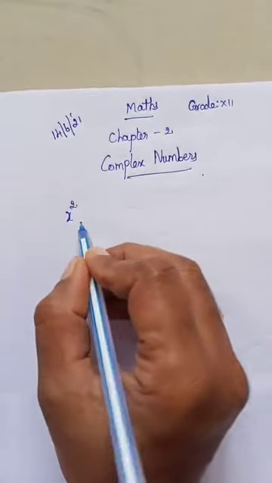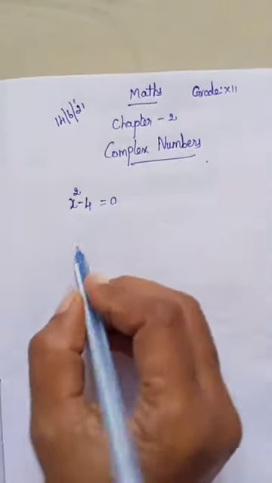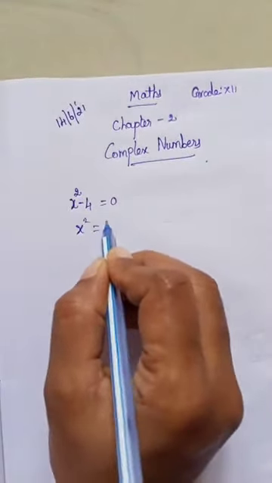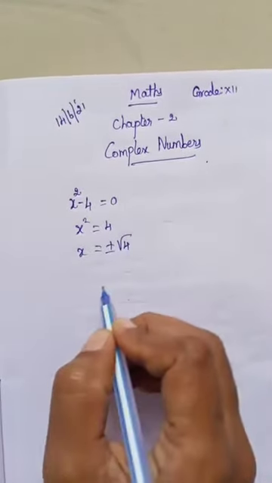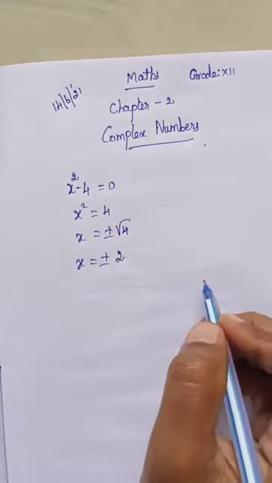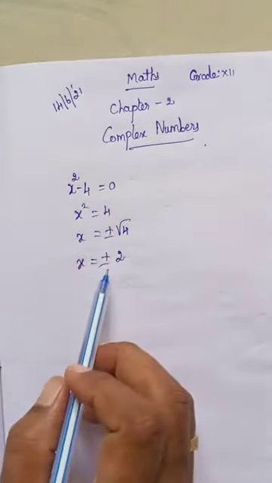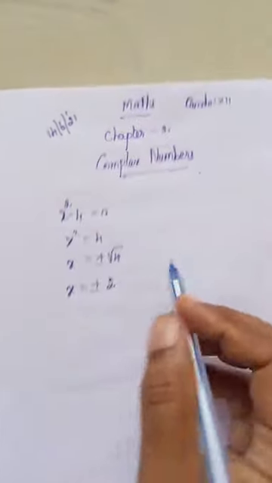See, for example, how will we solve x square minus 4 equal to 0? x square is equal to 4. x will be equal to plus or minus root 4, or x is equal to plus or minus 2. Since square is there, we know that two values will be there: one is plus 2 and another one is minus 2.